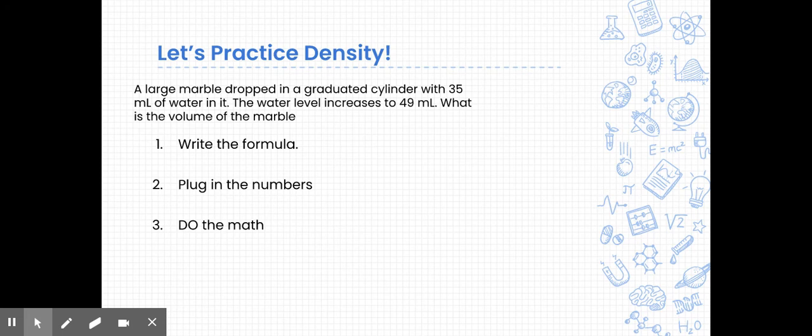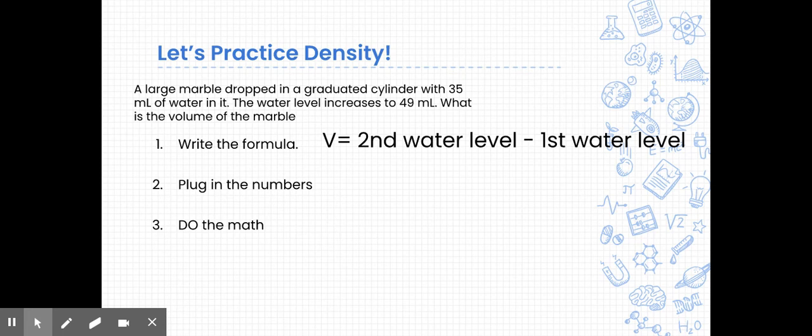A large marble is dropped in a graduated cylinder with 35 mL of water in it. The water level increases to 49 mL. What's the volume of the marble? Well, the volume is your second water level minus your first water level. So 49 minus 35, and you get 14 mL. Again, I should see all three of those things on it.